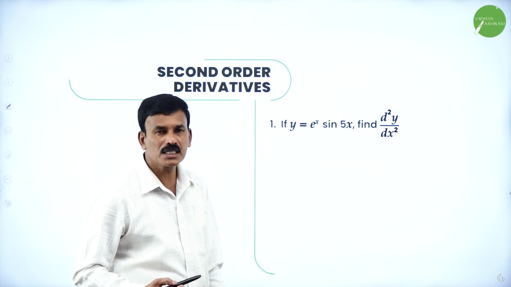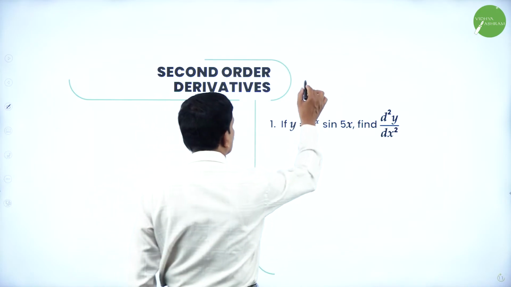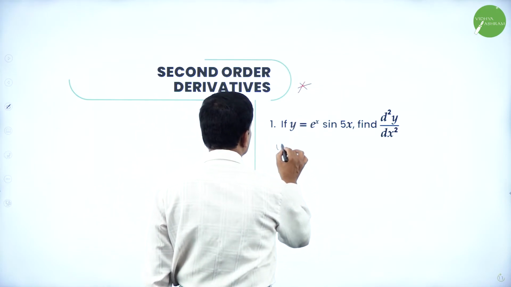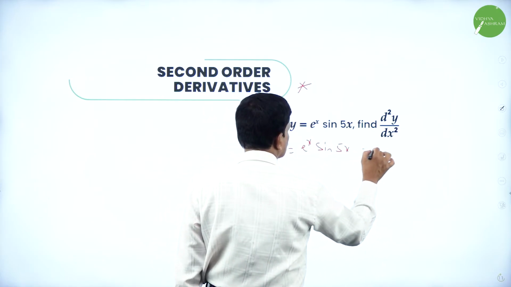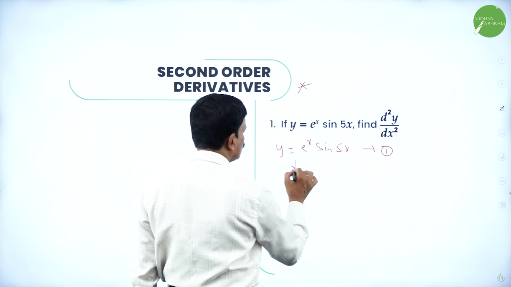Now let's come to the next problem. This is also an important problem for 3 marks. What is given? y is equal to e to the power of x into sine 5x. Let us represent this as equation number 1.